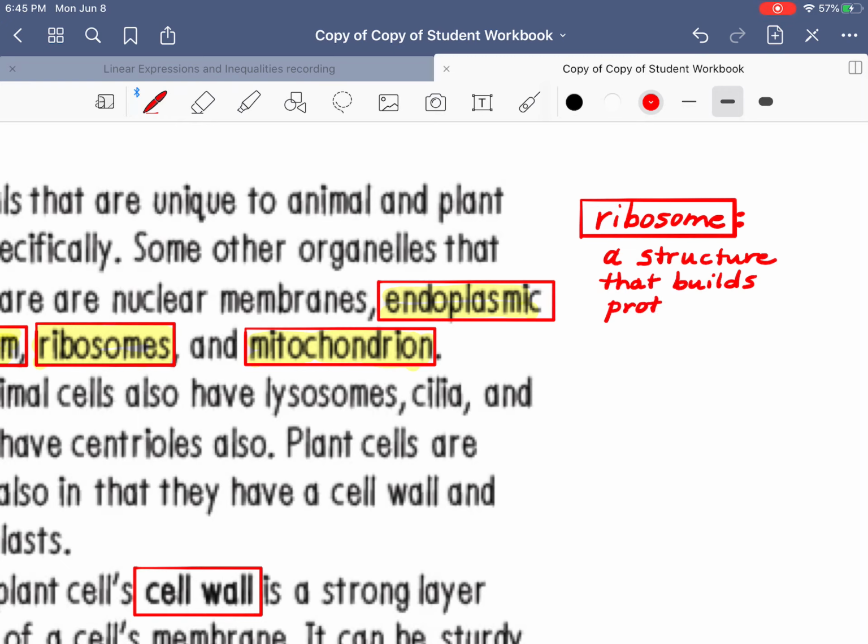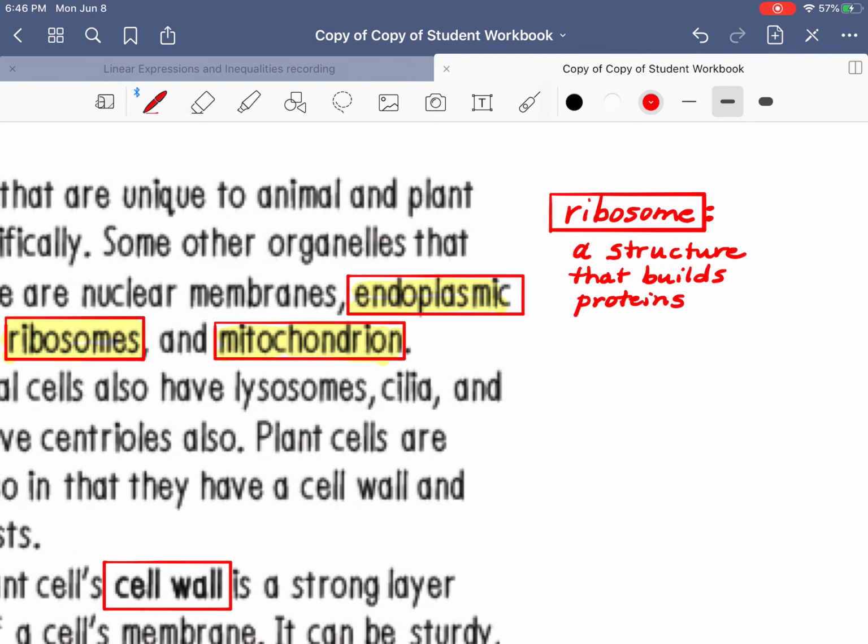And I'll pull the picture up. Let me go ahead and give you mitochondria, and then we'll look at the picture. First of all, mitochondrion is singular. It's a singular noun. It's one. So mitochondrion is a structure, one structure.